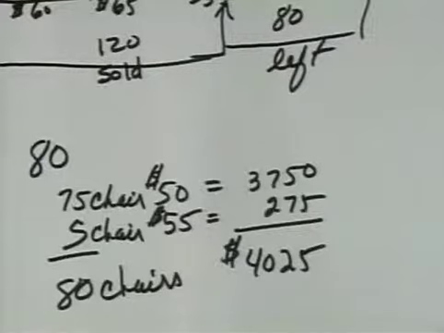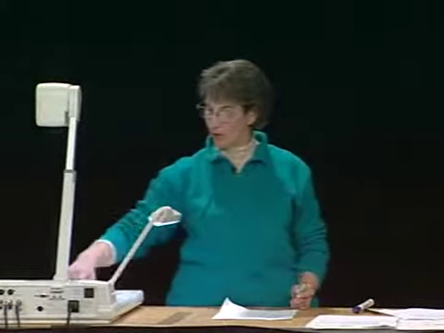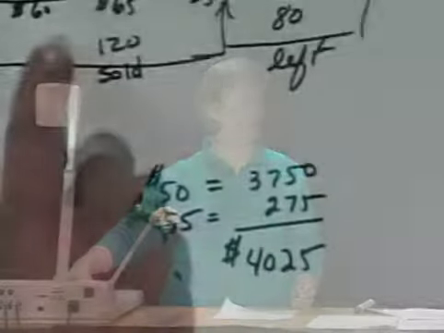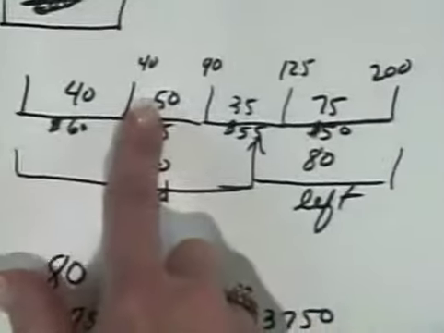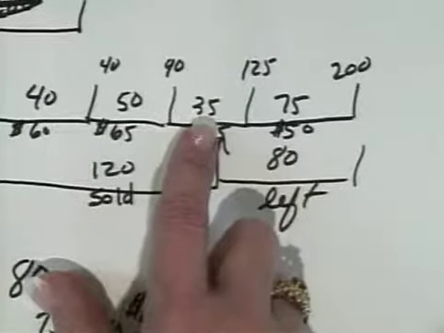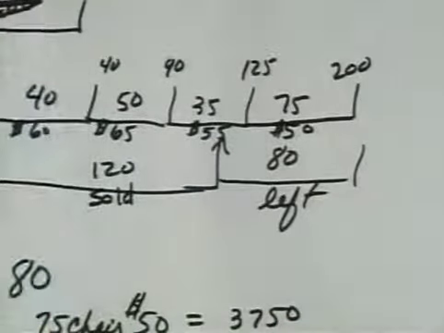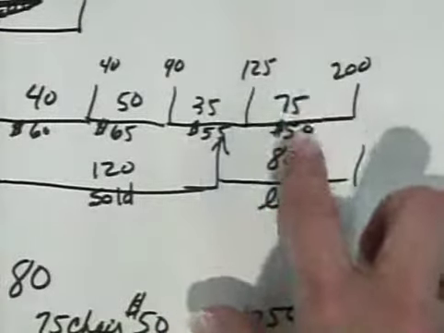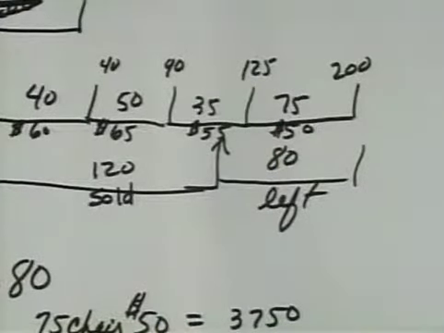Same thing would happen if you purchased stock. I don't know if any of you are familiar with how stock is purchased, but if in January you purchased 40 shares at $60, you could then purchase 50 shares at $65. Then you could purchase 35 shares at $55. That would also be happening. 75 shares at $50. Say you sell 120 shares of your stock and you're trying to determine whether you've got a profit or a loss.